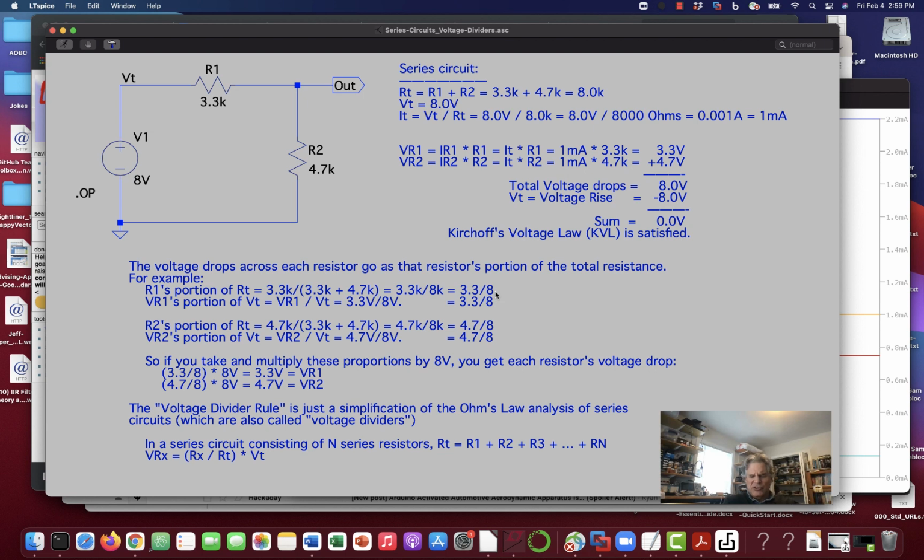Larger resistances in series are going to get a bigger portion of the voltage, and the smaller resistances are going to get a smaller portion of the voltage. You know, if this were 7K and this were 1K, they add up to 8K, I'd still be getting 1 milliamp around this loop. And this guy would get 7 volts, and this guy would get 1 volt.